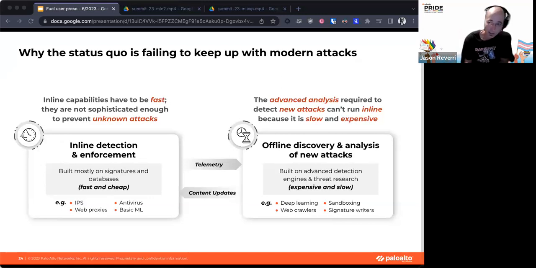As previously mentioned, though, this offline analysis takes time, and it's not always fast enough to stop these new and highly evasive automated attacks. So this is pretty much the way that everybody's been doing it. This is the way we've been doing it since 2011. And it's worked in the past, but today's attacks are specifically designed to evade these types of signature-based controls.